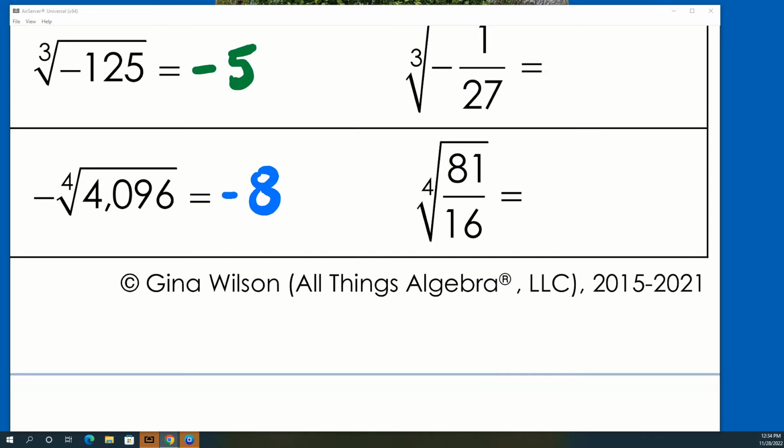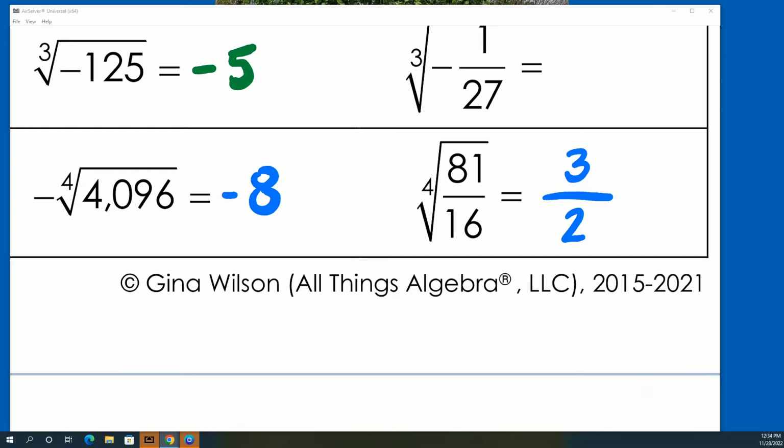Right. And then for this fraction, same thing. We don't worry about it. We just look in the fourth root column for 81. It's going to be a 3 on the top. And then the fourth root column for 16 is going to be 2. Good job.